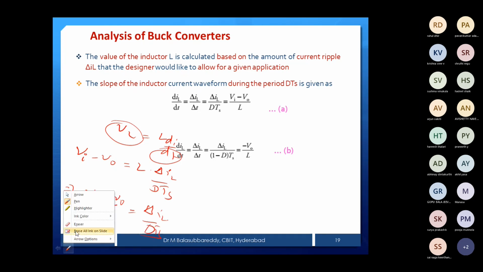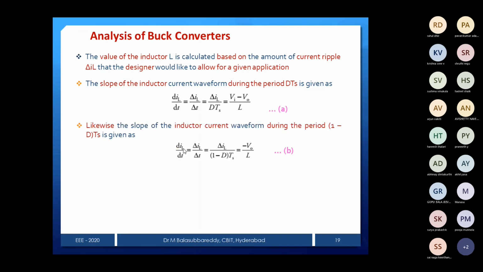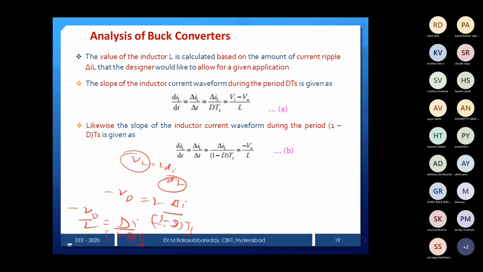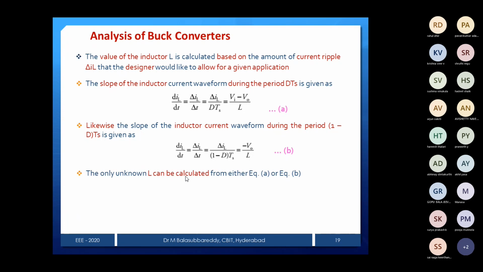In similar fashion you consider the off duration. When the switch is off, what is that? Again the same notation. Switch is off, what is the voltage across the inductor? VL is L dI by dt only. But what is this voltage? That is minus V out. L into delta I by what is the time? Off time, I can write 1 minus D into Ts. So then dividing by L here, minus V out by L is equal to delta I by (1 minus D) into Ts. So both cases, the second equation and the first equation, both have L. You just find what L is. That is the design of an inductor.